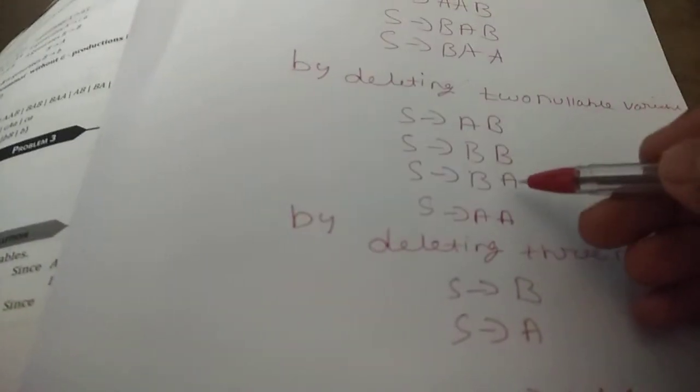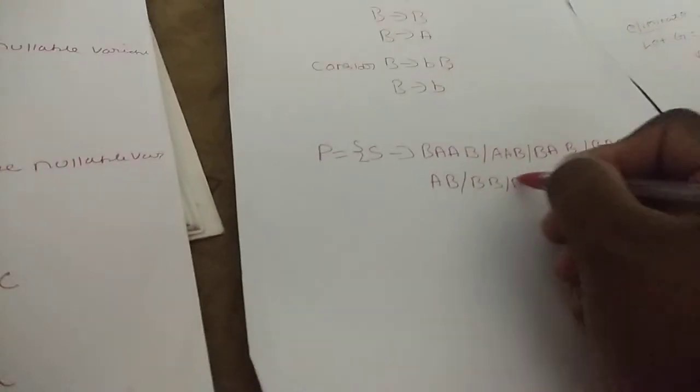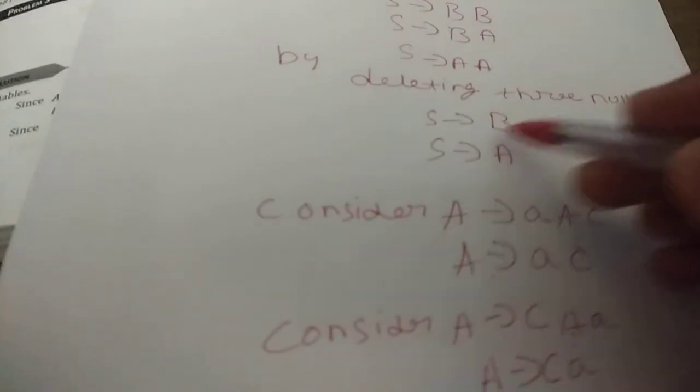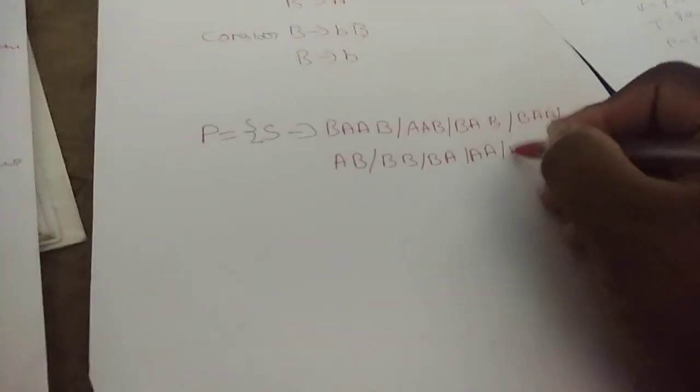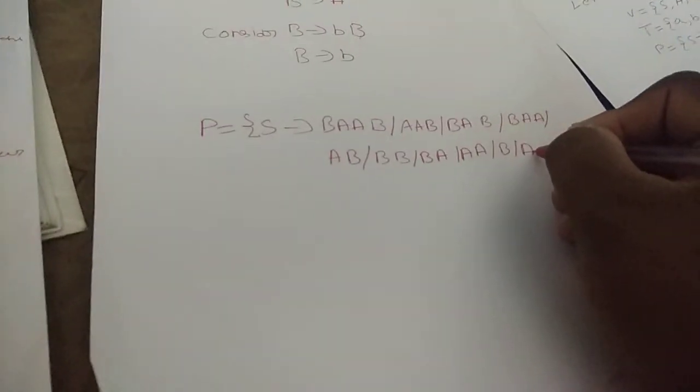And see, still more transitions there for S. S is going for AB. Right here we got S is going for AB, and you have to write all the things: BB, BA and AA. And we have two more transitions for S. S is going for B and S is going for A. Write that. Finish. These are the S productions.